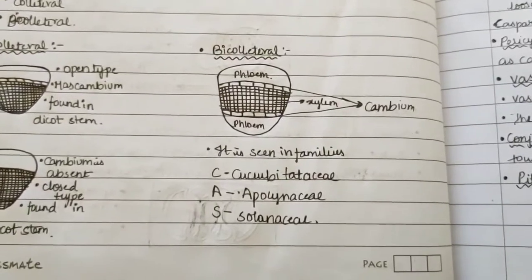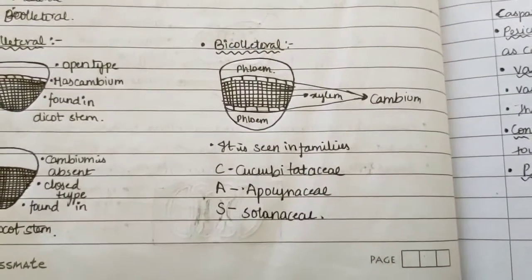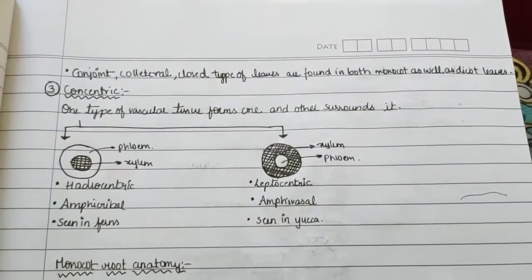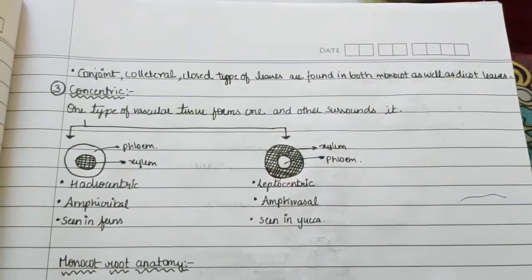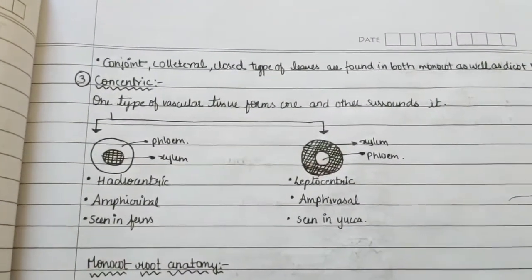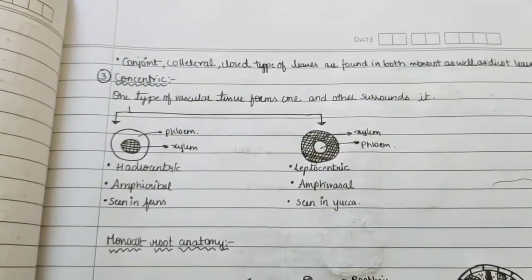Then bicollateral. Here we can see two patches of phloem, one patch of xylem and two cambia. It is seen in families like Cucurbitaceae, Apocynaceae and Solanaceae. Conjoint collateral closed type bundles are found in both monocot as well as dicot leaves.